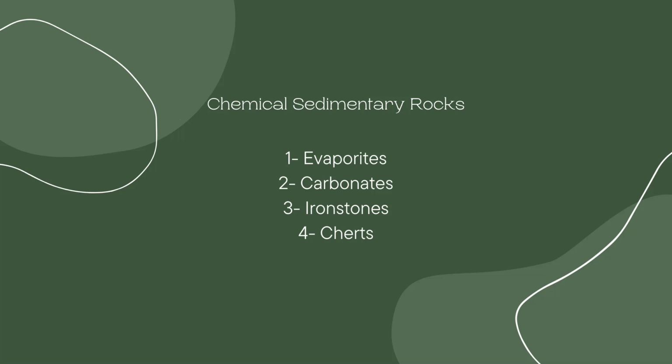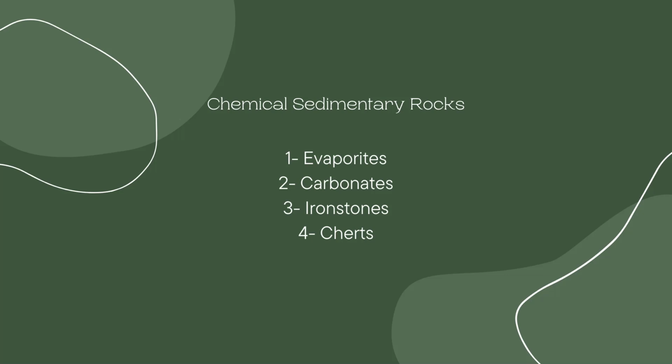Ironstones. These rocks are formed from the precipitation of iron oxides and iron hydroxides from water. They are often found in ancient marine environments and can be a source of iron ore. Cherts. These rocks are formed from the precipitation of silica, SiO2, from water, often in ancient marine environments.